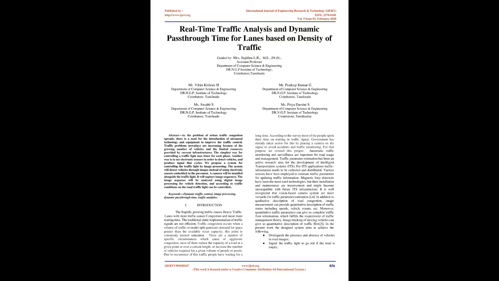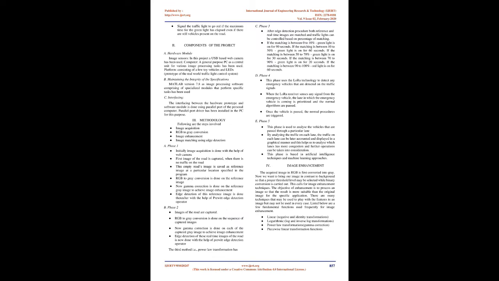Automatic traffic monitoring and surveillance are important for road usage and management. Traffic parameter estimation has been an active research area for the development of intelligent transportation systems, ITS. For its applications, traffic information needs to be collected and distributed. Various sensors have been employed to estimate traffic parameters for updating traffic information. Magnetic loop detectors have been the most used technologies, but their installation and maintenance are inconvenient and might become incompatible with future ITS infrastructure. It is well recognized that vision-based camera systems are more versatile for traffic parameter estimation.